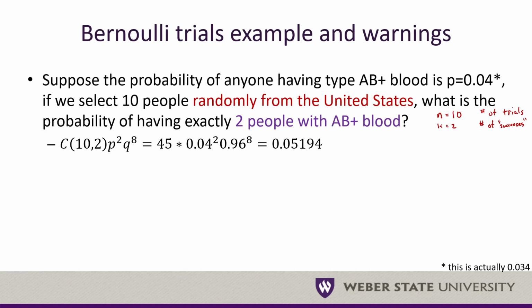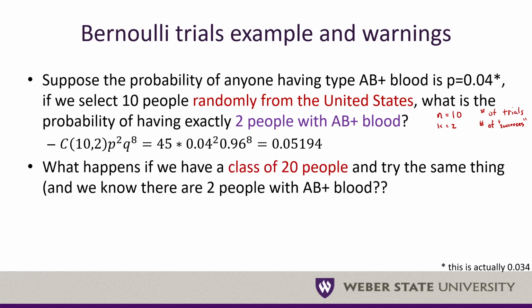That's kind of what it's telling us here. So let's say that we do go into AB positive land, and we have a class, 20 people in a class, and we try the same thing. Now, for probability's sake, if 2 people have AB positive blood out of our 20 in the classroom, that's about the national average. You'll have either 1 or 2 on average, if that's the case.